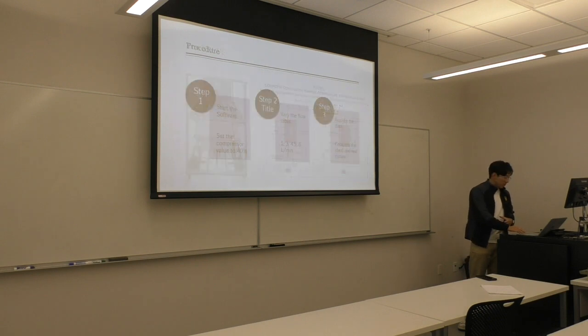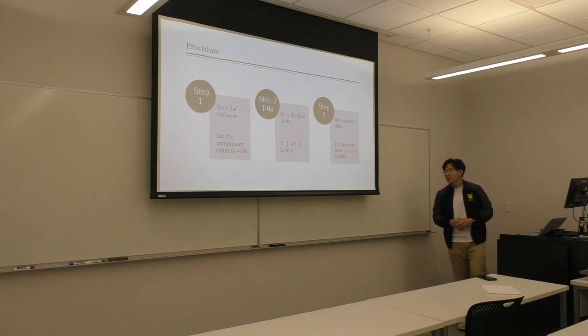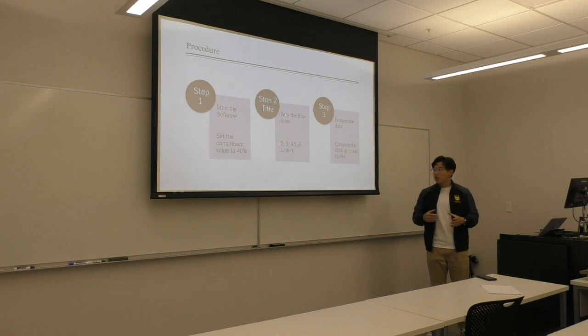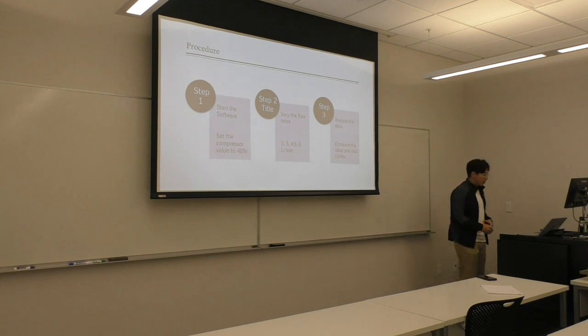Here's the procedure that we follow in this experiment. First we start up the software, and then we set the compressor to 40% of the power. Then we vary the flow rates and measure the temperatures and the pressures at different positions. The flow rates that we used were listed here. We start off with 5 and 3, as you see. Then we analyze the data and compare it.